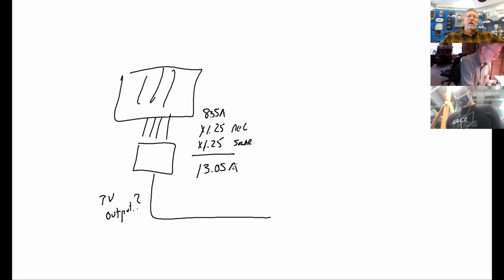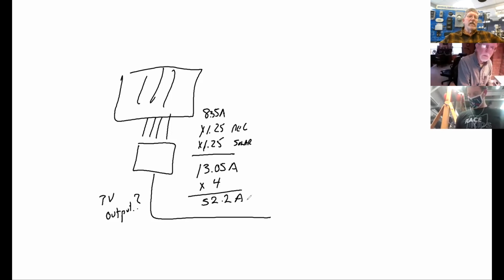13.05 amps. Now, because they're being combined in parallel, we have 4 strings. We simply multiply that times 4. That's going to be 52.2. So that's the minimum ampacity rating of the PV output circuit.